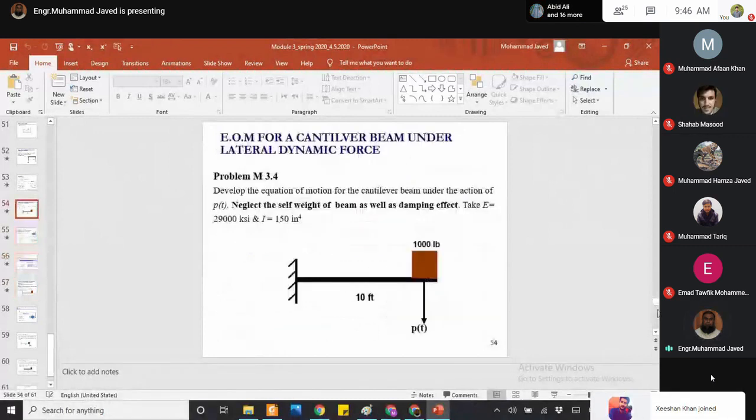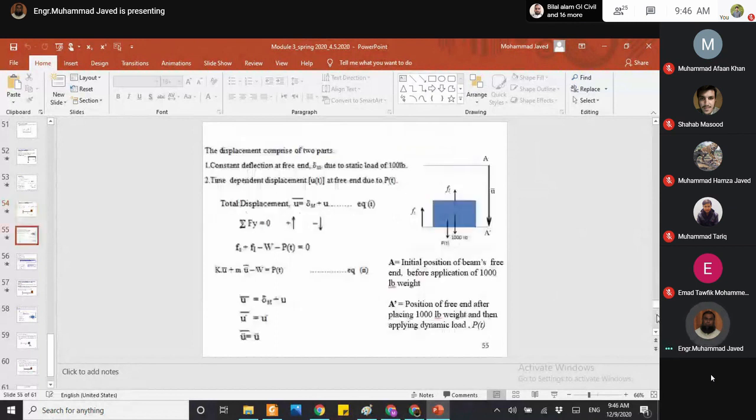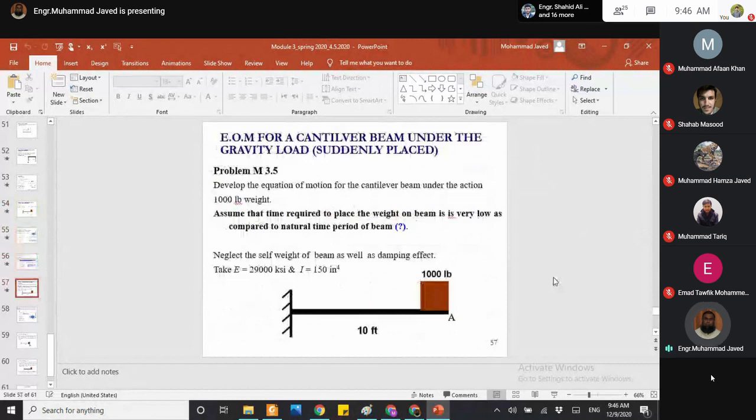Now solving another problem, develop the equation of motion for the cantilever beam under the action of dynamic force P of T. Neglect the self weight. We have already solved this equation. Now another we shall solve this problem. Another problem is develop the equation of motion for the cantilever beam under the action of 1000 pound weight.